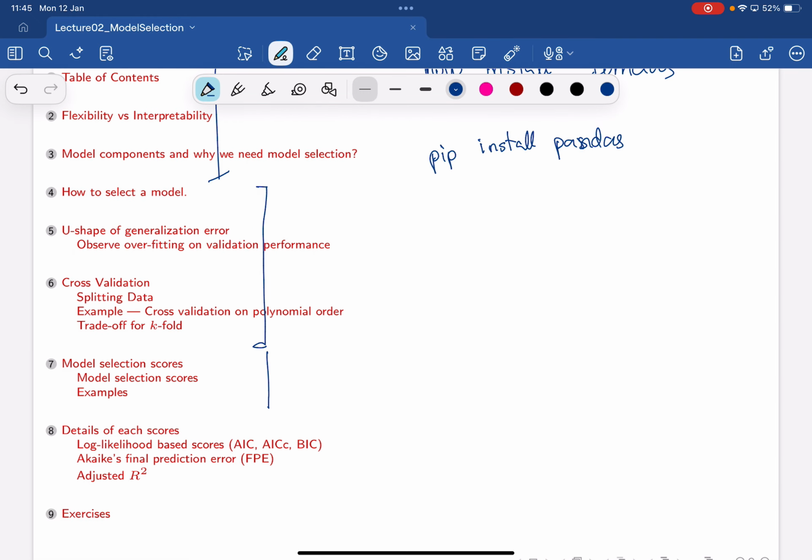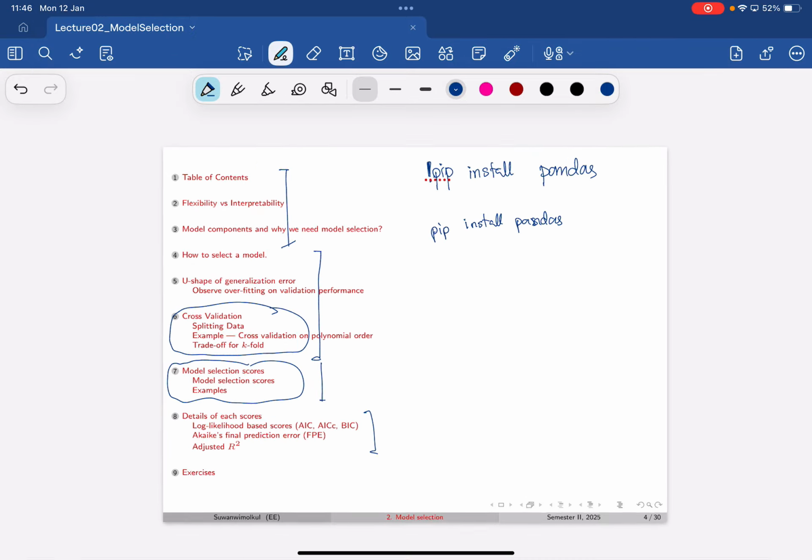And there will be some model selection scores, those AIC, BIC that you've seen in the code. There are details about those scores, which you can go back and read yourself if you are interested in. But I will give you a rough idea around maybe topic number 7. And actually the main point today is going to be number 6, about data splitting. Okay.